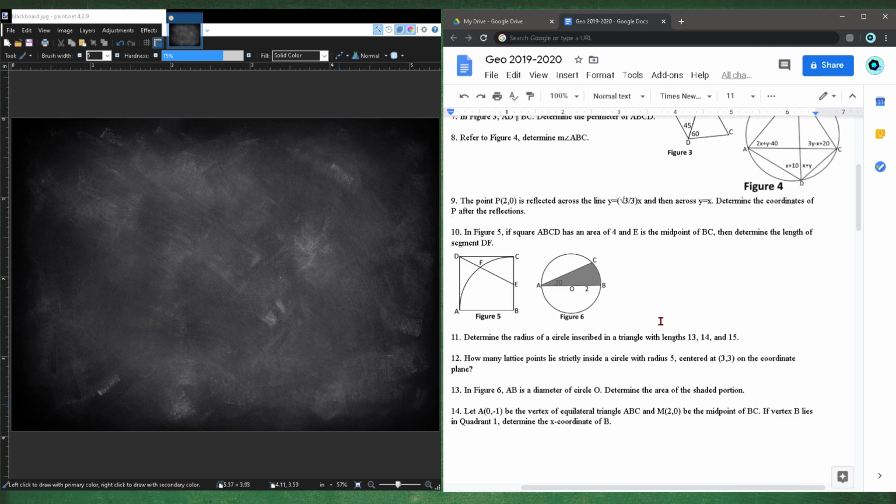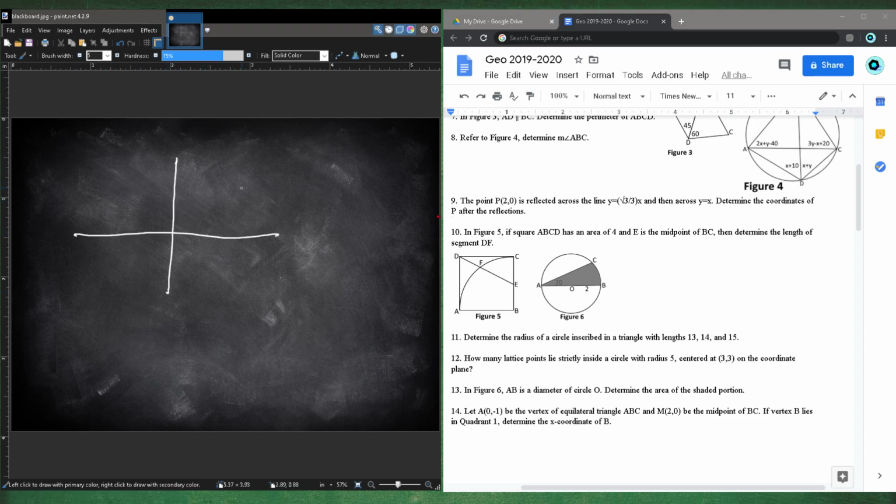Number 9: the point (2, 0) is reflected across the line y equals square root 3 over 3 x and across y equals x, and then find the coordinates of the reflection. Okay, so first let's just take this step by step. So square root 3 over 3, and then the y equals x, right? So let's draw that line first. This might look like y equals x, but it's square root 3 over 3.